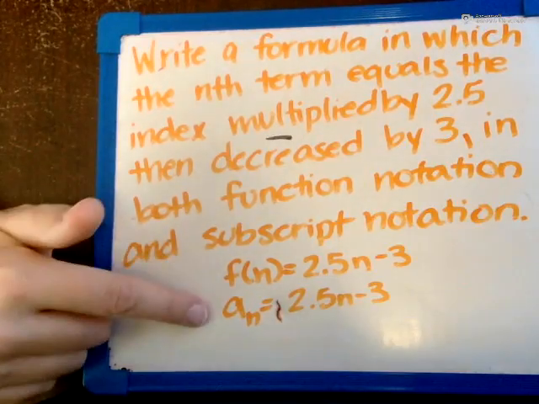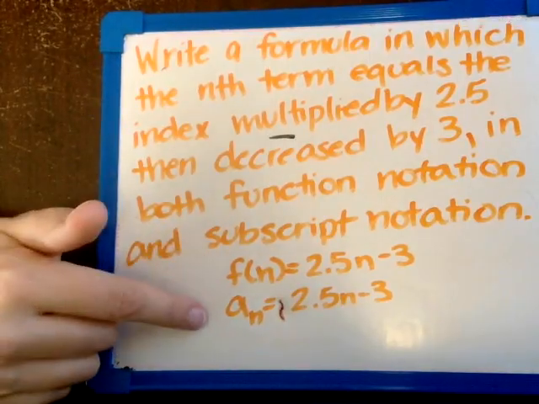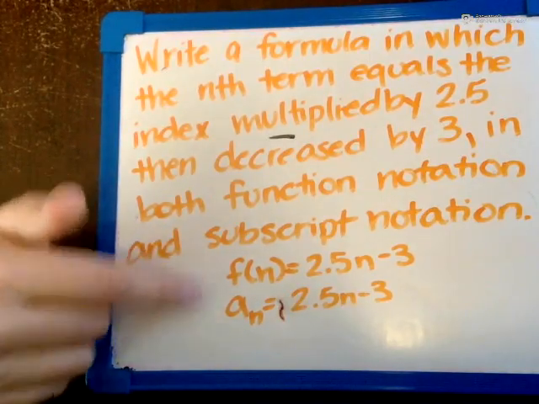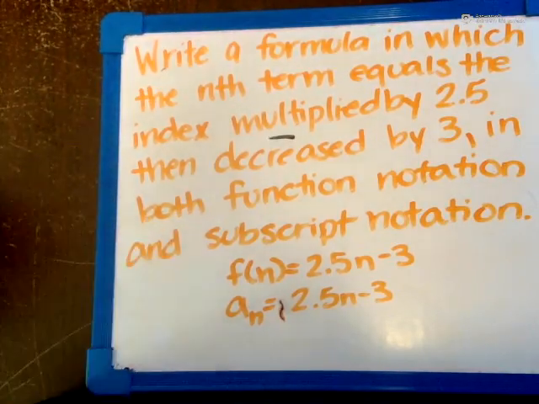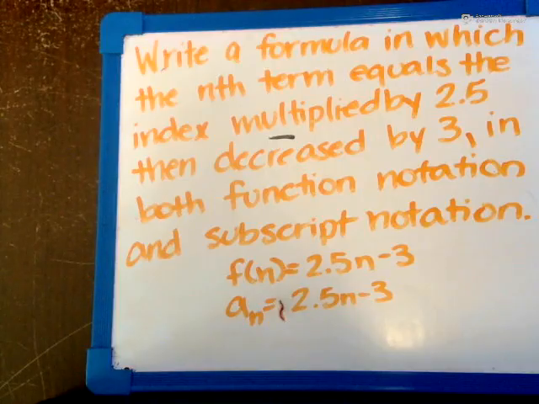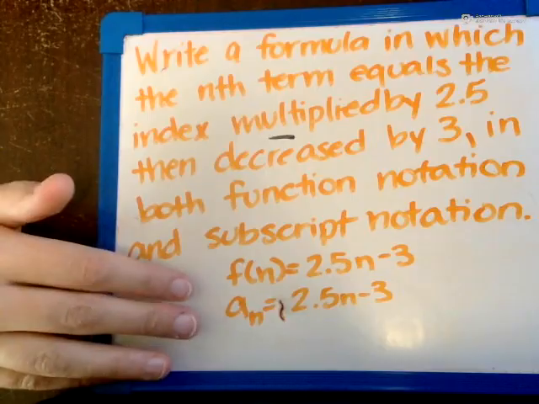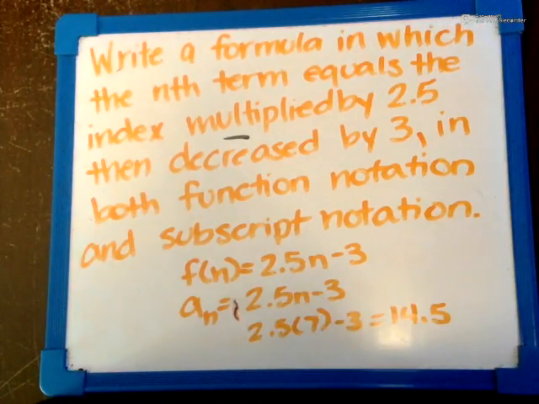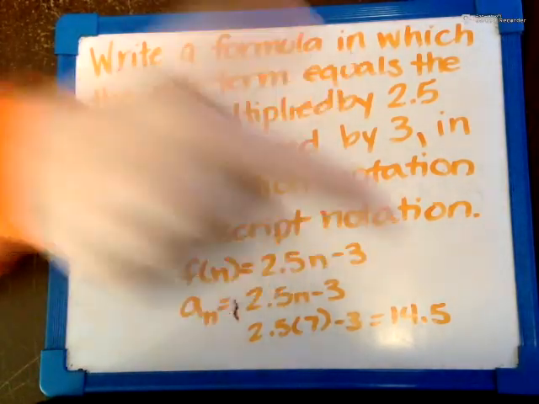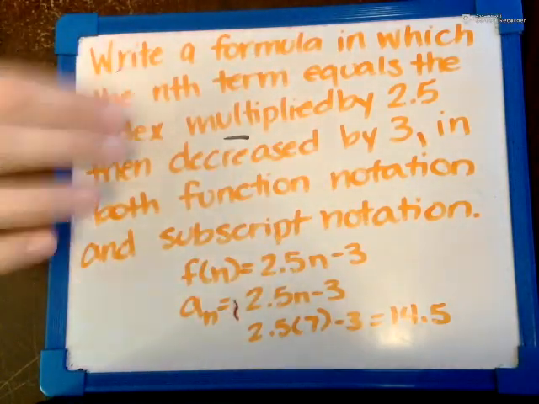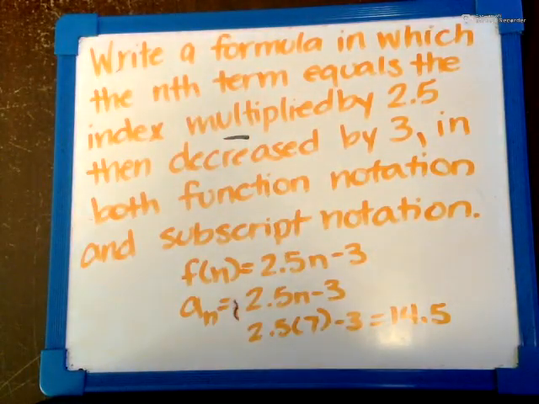These are equivalent. They mean the same thing. They just have function notation and subscript notation. You can use either of these to find whatever information you need to. So if you want to find the 7th term in this series, you would just substitute 7 for n. So substituting 7 for n and solving it, we find out that the 7th term is going to be 14.5.